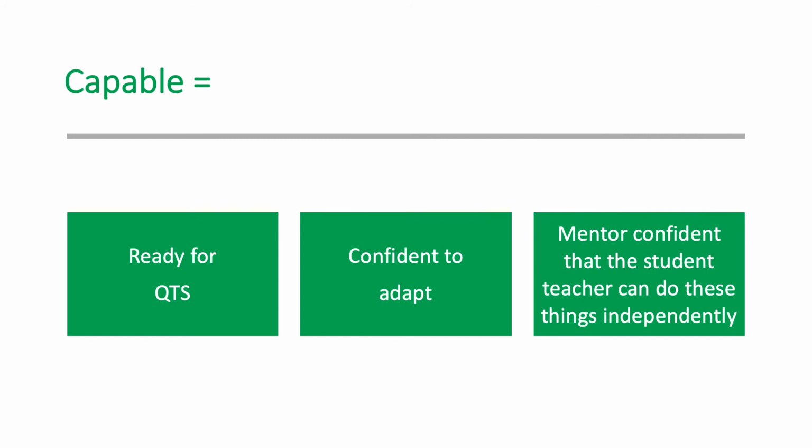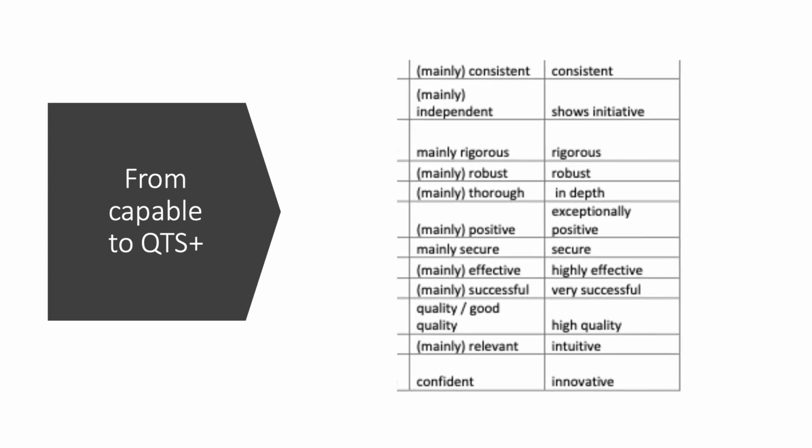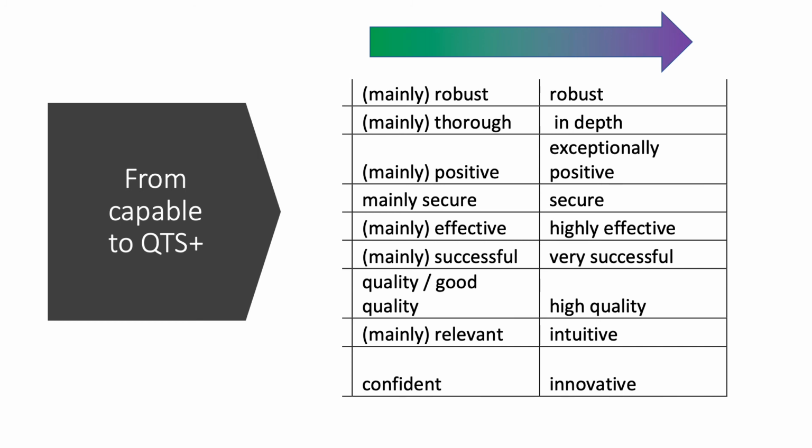So once we've established via the evidence that this particular student is capable, we then need to start to think about prescribing some targets to move them forward to QTS Plus. And this is again where the language of these key milestones in the student teacher's progression is really useful. So when we look to QTS Plus, we see words like firmly established, extensive, consistent, fully embedded, in depth, high quality, and intuitive.